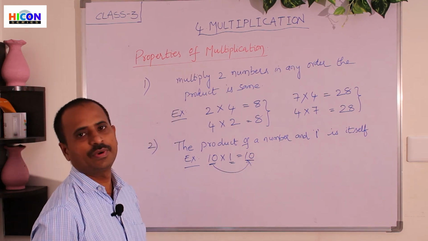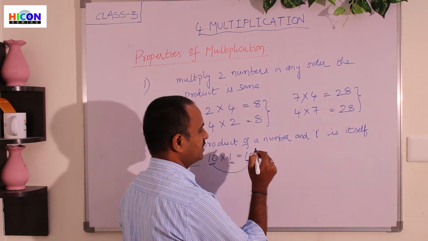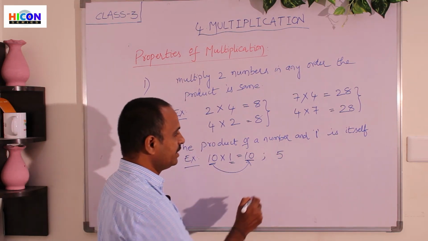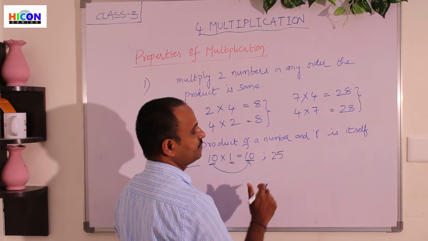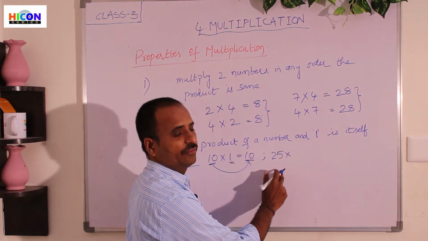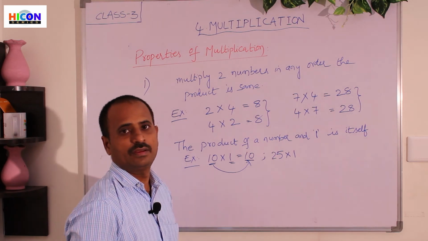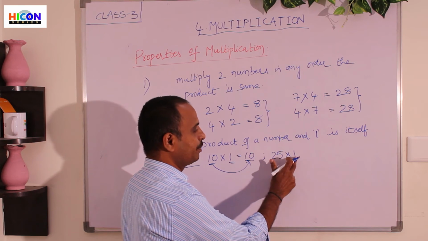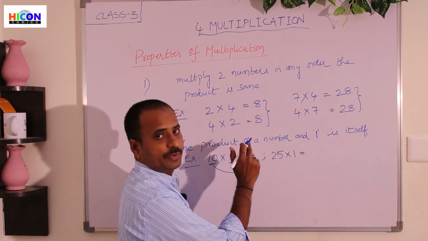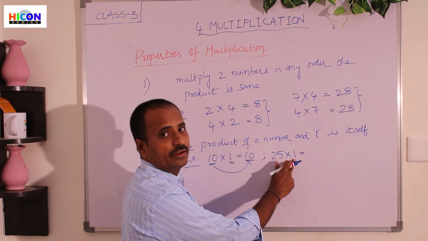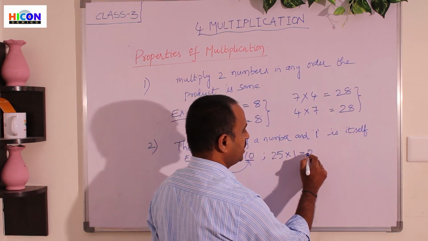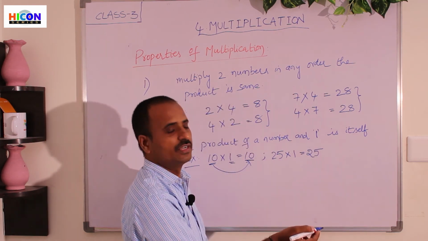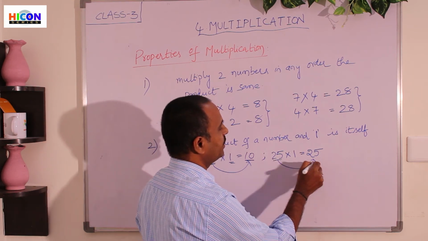This is the second property. Let us see another example. I will take 25 as the number, and I will multiply this number 25 with 1. So what is the answer? Here the number 25 is multiplied with 1. So according to this property, if any number is multiplied with 1, you will get the same answer. That is, the product is itself. Itself means again you will get the same number.